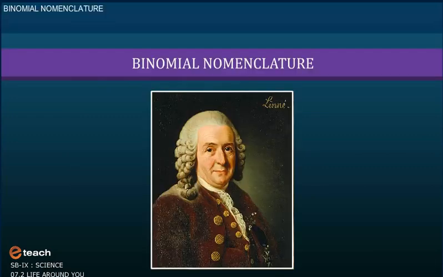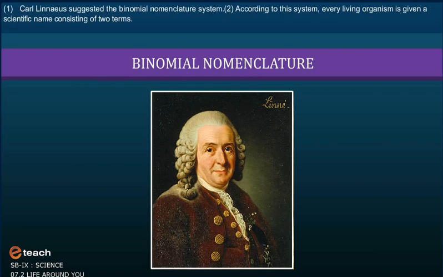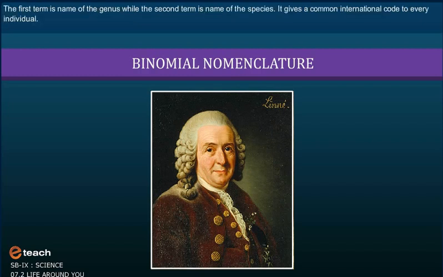Binomial nomenclature. Carl Linnaeus suggested the binomial nomenclature system. According to this system, every living organism is given a scientific name consisting of two terms. The first term is the name of the genus, while the second term is the name of the species. It gives a common international code to every individual.